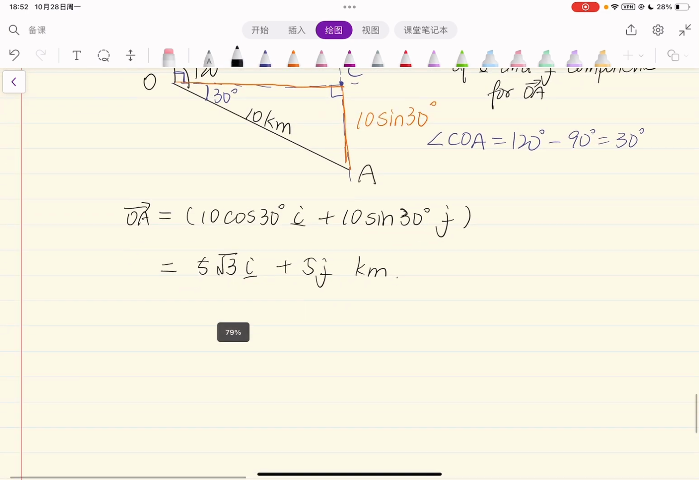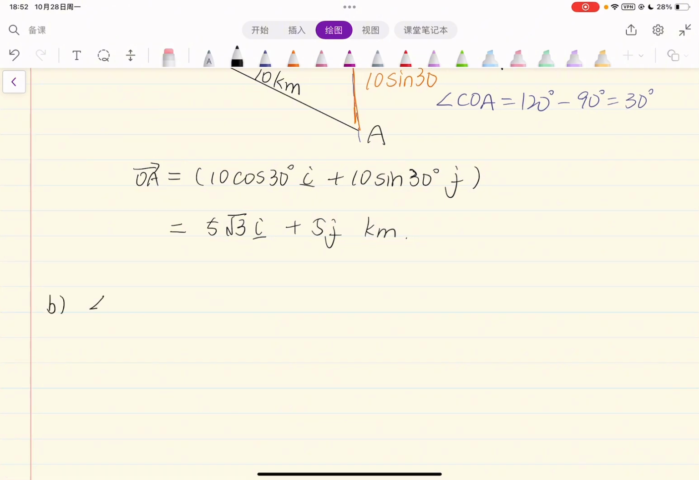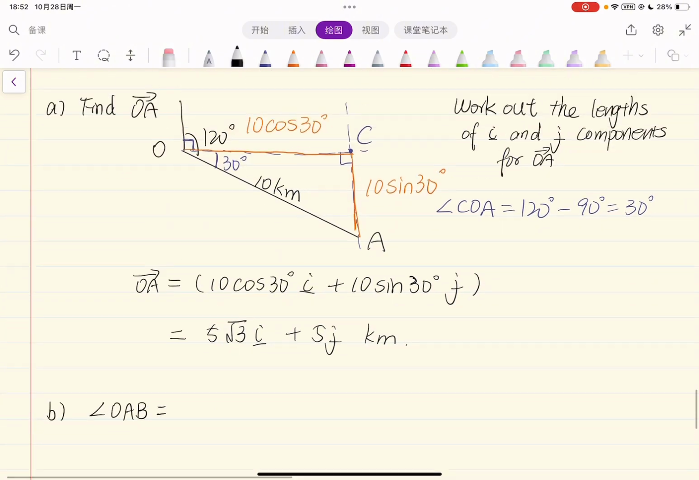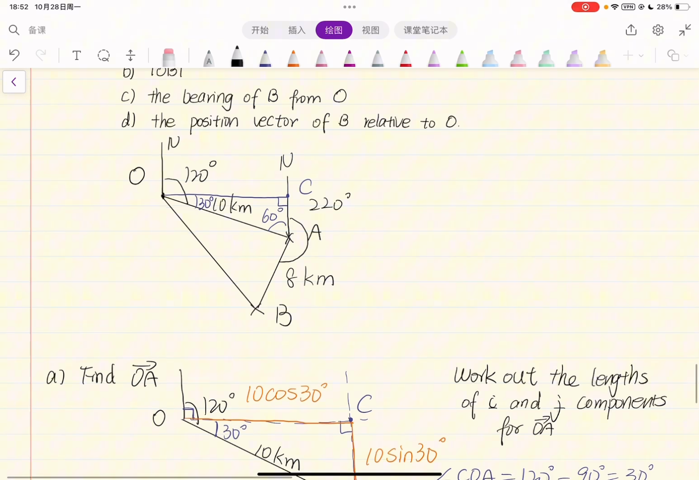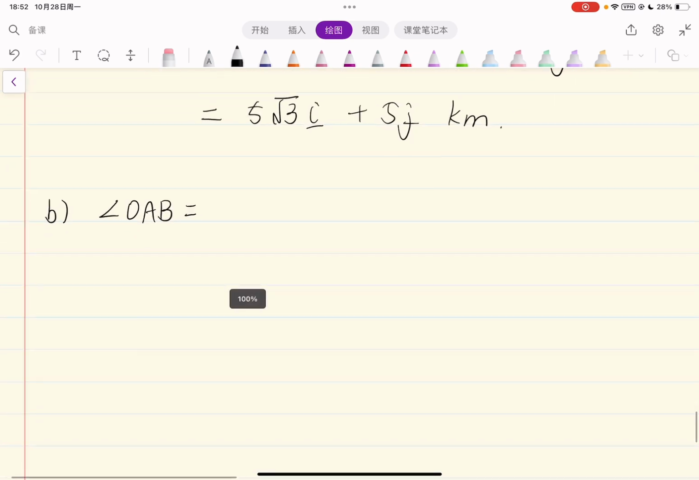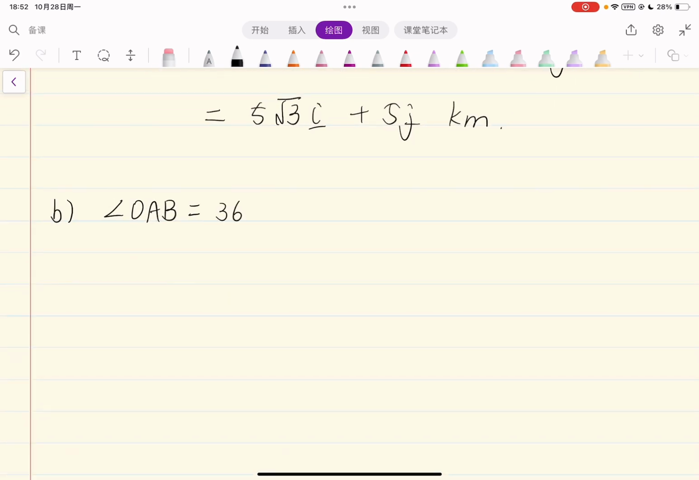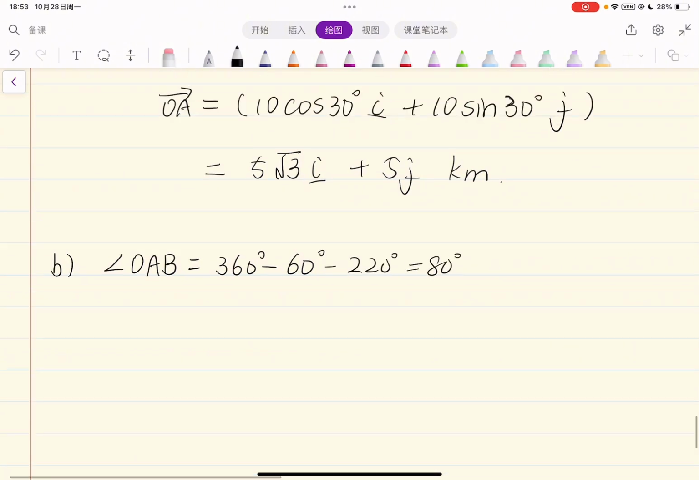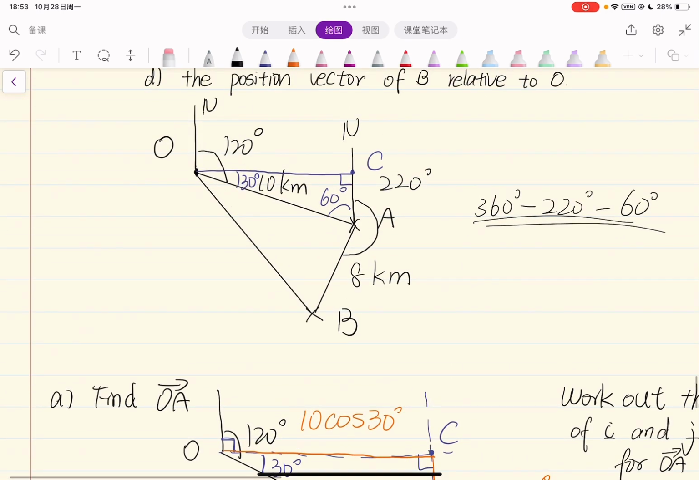That should be the angle OAB equals 360 degrees minus 220 degrees minus 60 degrees, right? So writing down that the angle OAB equals 360 degrees minus 60 degrees minus 220 degrees, which equals 80 degrees. So we have the angle OAB equals 80 degrees.